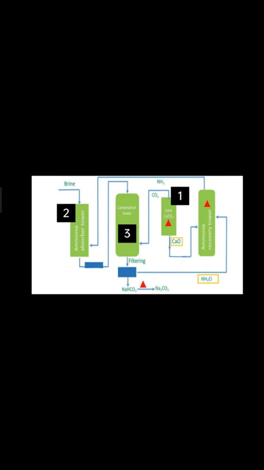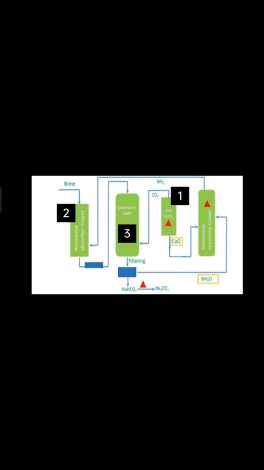The very first tower, that is the lime kiln, is involved in the decomposition of calcium carbonate into its two components, carbon dioxide and calcium oxide. The second tower, the ammonia absorber tower, is fed a brine solution and ammonia gas from the ammonia recovery tower. This whole solution of brine along with ammonia is fed into the carbonation tower.